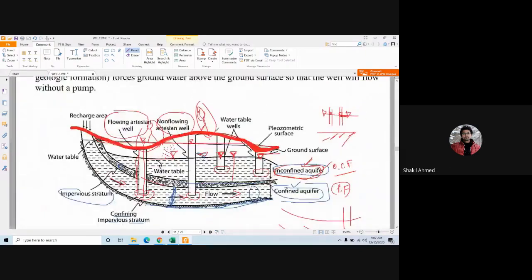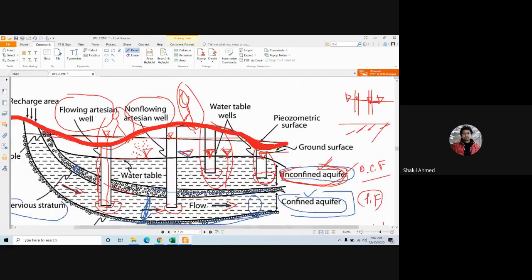Since these two tube wells, this one and this one, are in the unconfined aquifer, the water level in these tube wells will be at the level of the groundwater level. That means this and this level will be similar. Is it clear? Yes, sir.